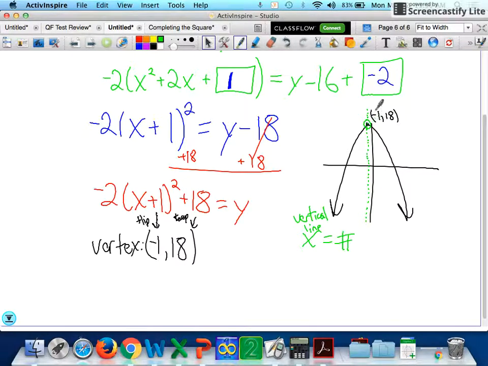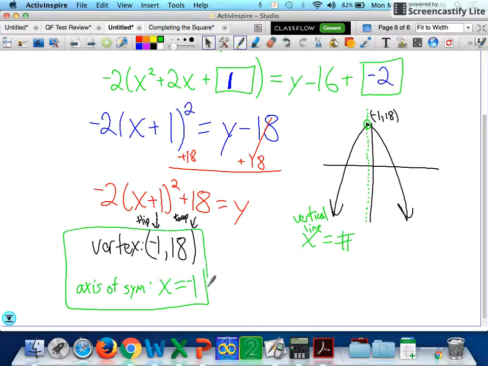That x has to equal -1. So my axis of symmetry is always going to be x equals whatever the x value of my vertex is. So I wrote it in factored form, found the vertex, found the axis of symmetry.